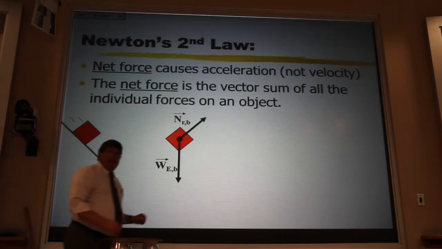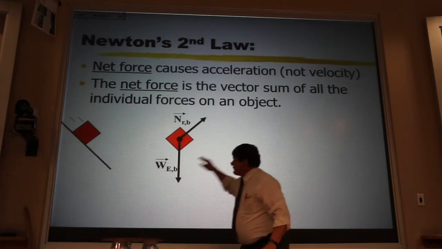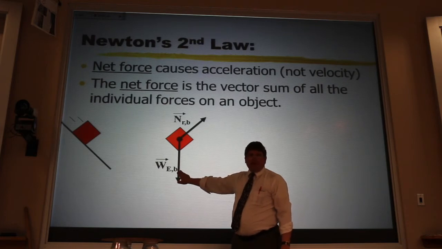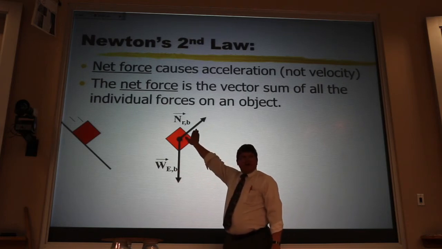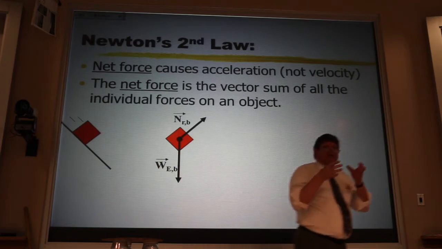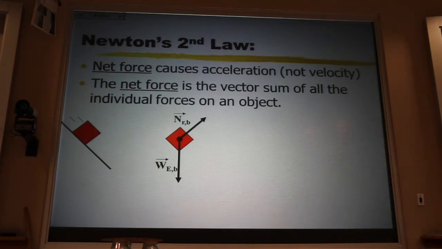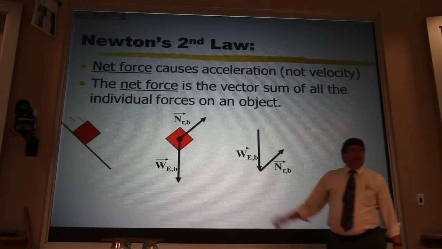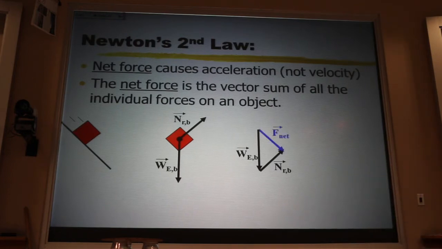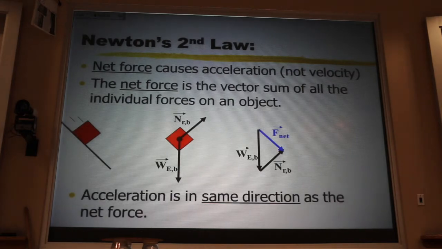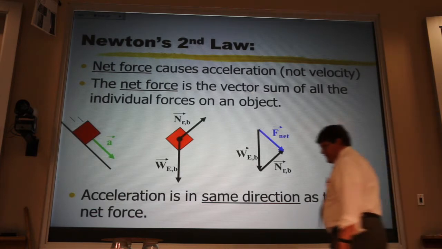Now, the important point is it's not that force that causes the acceleration. It's the vector sum of all the forces. I've got to take the forces and add them as vectors. There's the plus sign. And the grand total we call the net force. Because that net force causes the acceleration, the acceleration has to be in the same direction, which in this case is down the ramp. Now I'm going to illustrate that with a little demo here.